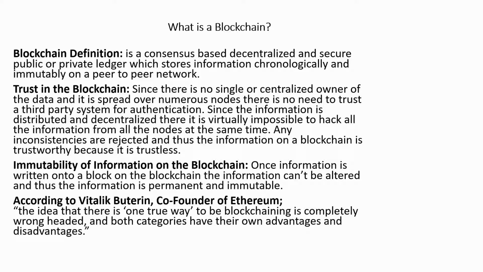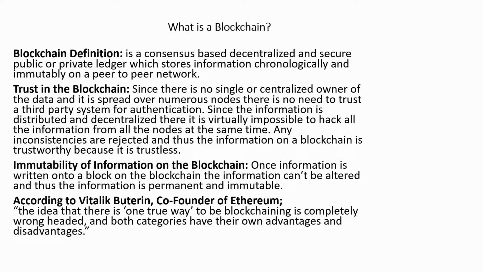It's immutable, the immutability of information on the blockchain. Once information is written onto a block on the blockchain, the information can't be altered, and thus the information is permanent and immutable. And according to Vitalik Buterin, the co-founder of Ethereum, he says, the idea that there is one true way to be blockchaining is completely wrong-headed. And both categories have their own advantages and disadvantages.